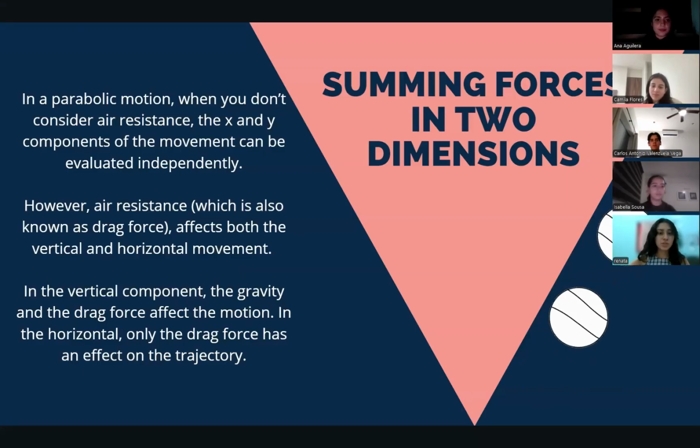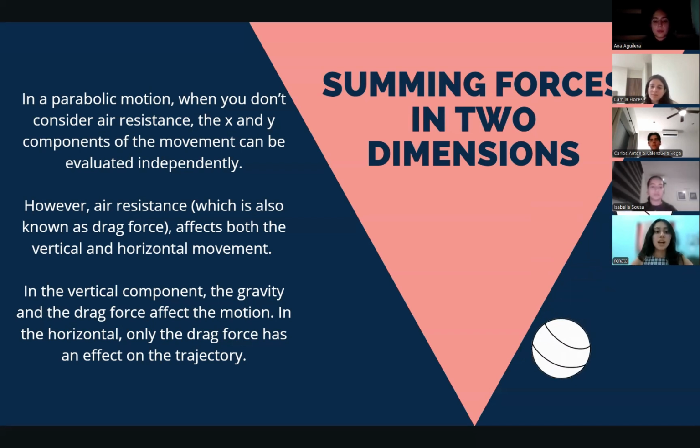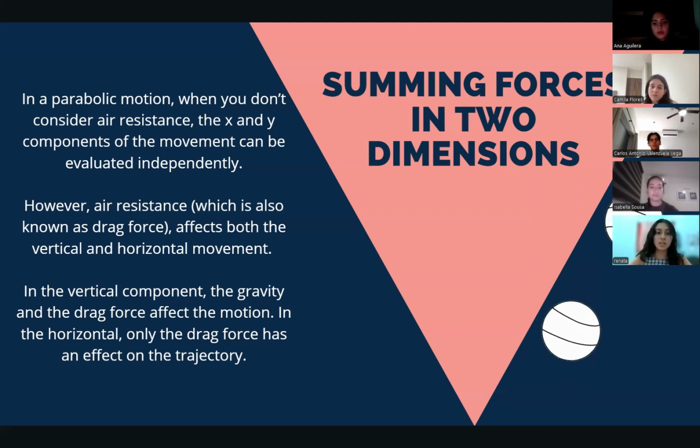In a parabolic motion, when you don't consider air resistance, the x and y components of the movement can be evaluated independently. However, air resistance, which is also known as the drag force, affects both the vertical and the horizontal movement. So in the vertical component, gravity and the drag force are the ones in charge of bringing the object down. But in the horizontal component, only the drag force has an effect on the trajectory.